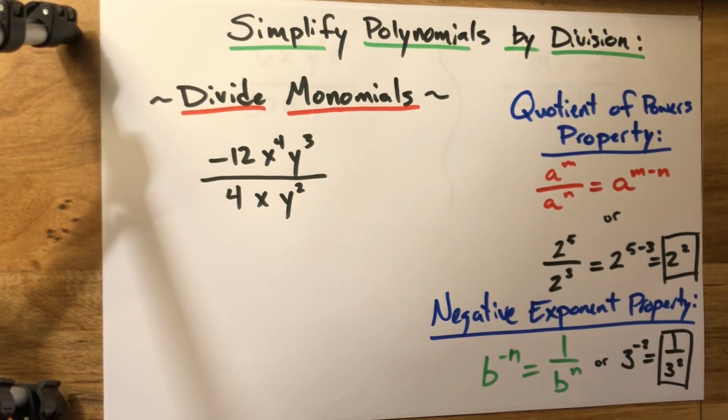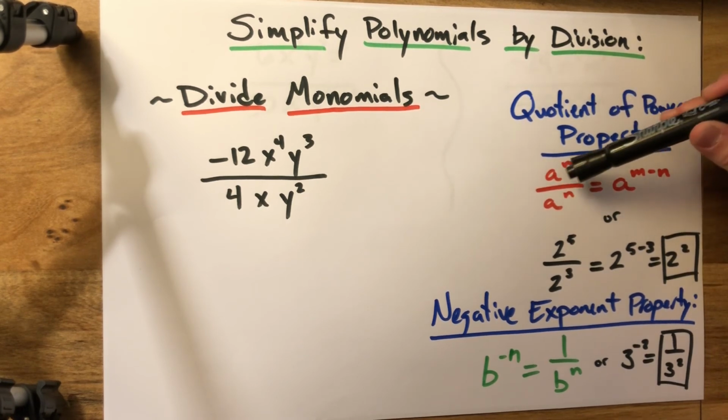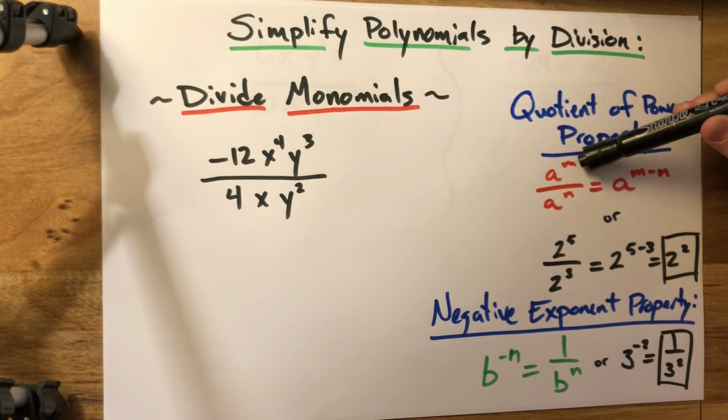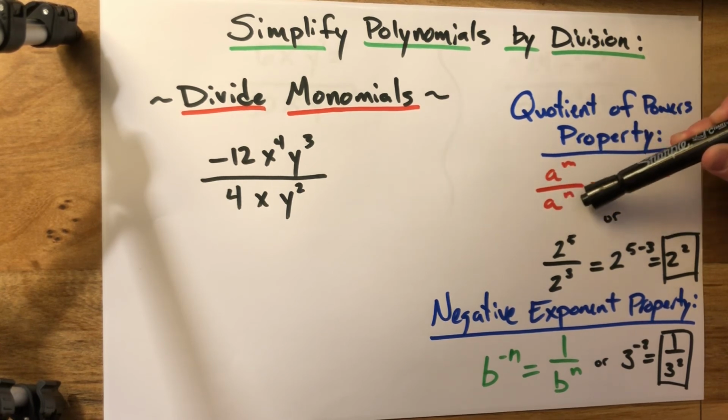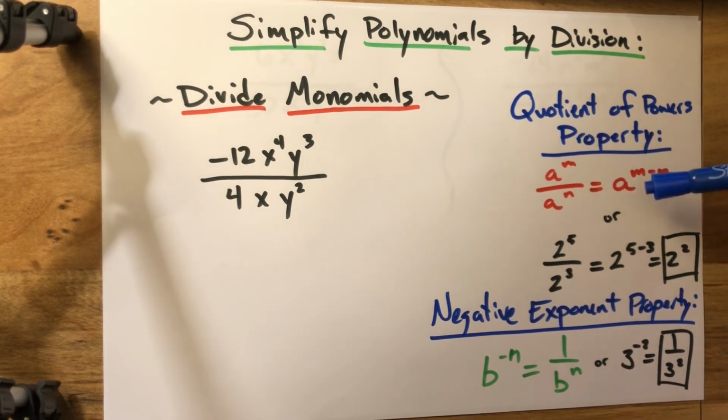We're going to talk about simplifying polynomials by division, or more specifically today, dividing monomials. We're going to need two properties to help us through this, plus some knowledge of simplifying fractions with whole numbers. First, the quotient of powers property tells us that a to the m power, any number a, any number m, being divided by a to the n power, again with the same base, we can simplify by saying a to the m minus n.